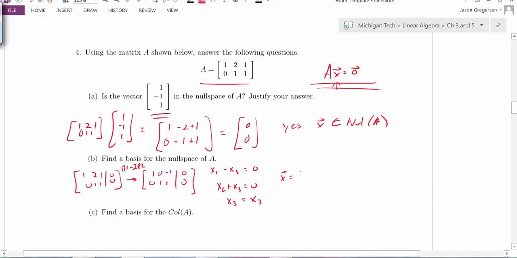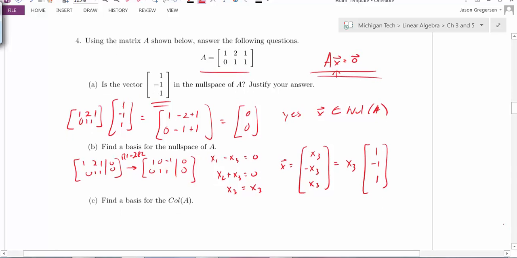So now when I form my solutions, x1 is equal to x3, x2 is equal to negative x3, and x3 is just free. So the solutions are any value of x3 times 1, -1, 1. The solution space, the set of all solutions, is really just any multiple of this vector. So this vector is a basis for that solution space. It is a basis for the null space.